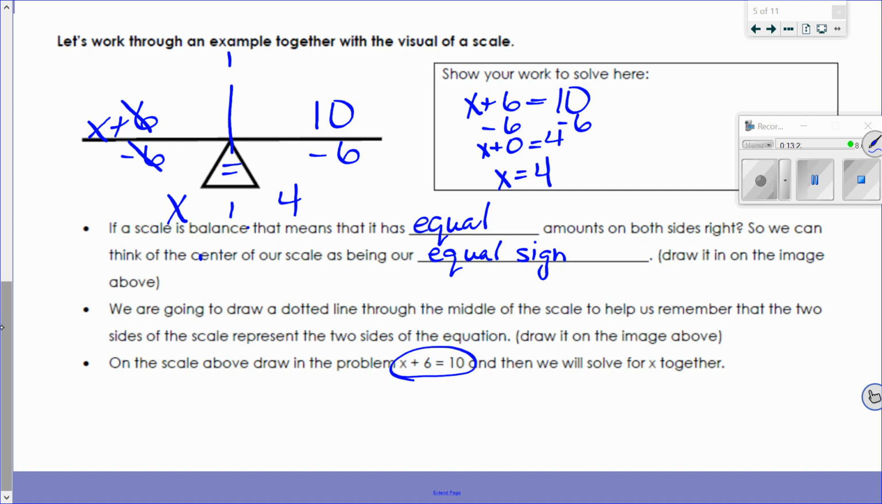Now we can check it. So I now take my value and I substitute it in, and I just say 4 plus 6 equals 10. 4 plus 6 is 10. Does 10 equal 10? Check. I got the right answer.